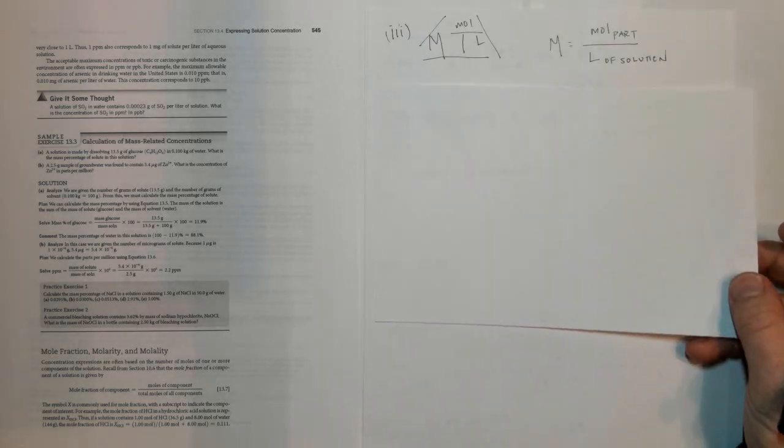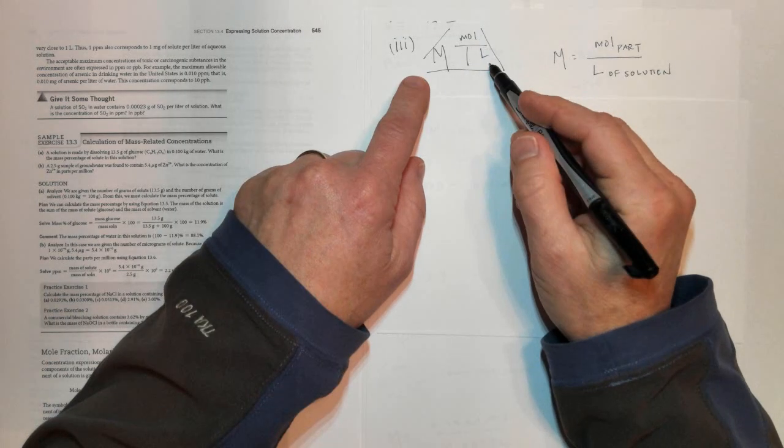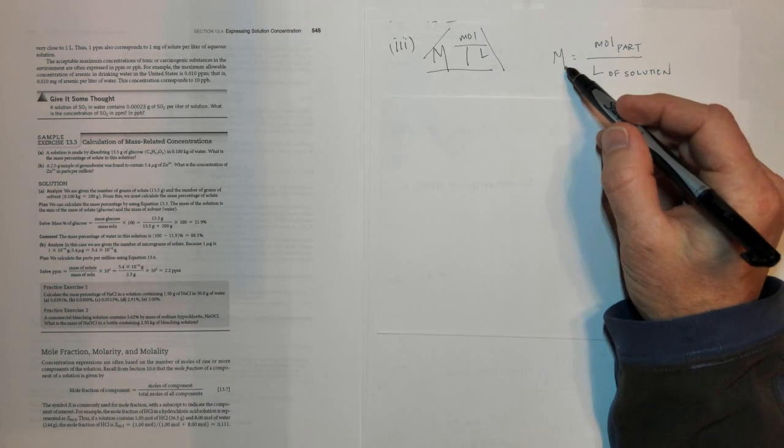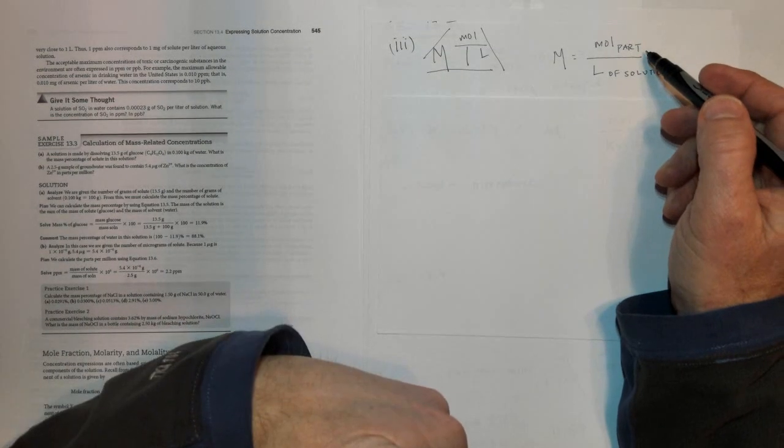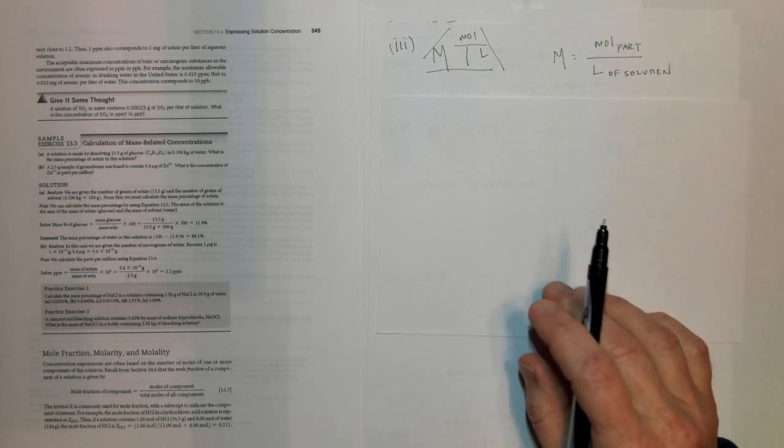Thirdly, we're going to look at finding molarity, which we've already done before. Molarity is equal to moles divided by liter, and molarity is equal to the moles of the part that we're interested in, the solute, divided by the liters of the total solution. And we've done that many times before.